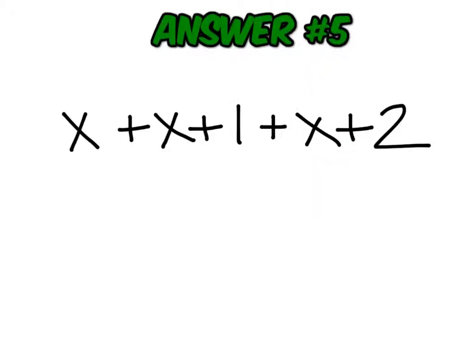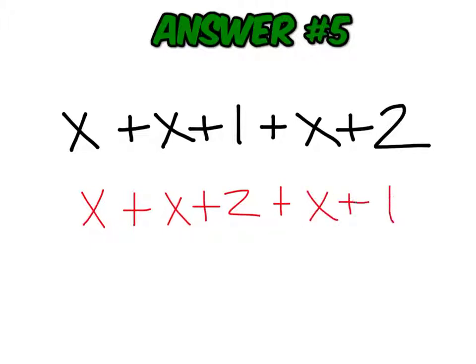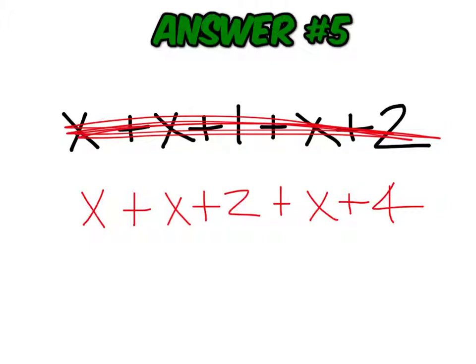5. On number 5, the answer should actually be x plus 2 plus x plus 4. For some strange reason, I've put that on there as a mistake. You could also write this as 3x plus 6 as well.